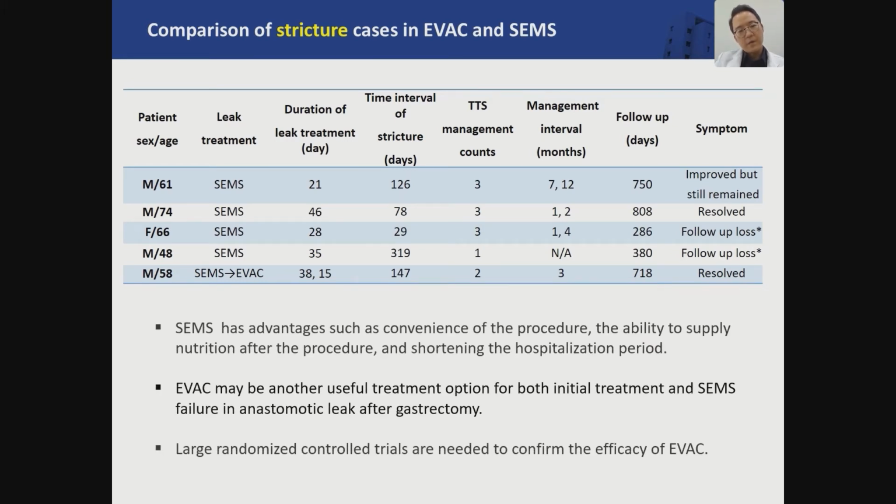So this study can reach a conclusion that stents have advantages such as convenience of the procedure, the ability to supply nutrition after the procedure, and shortening the hospitalization period. And evac may be another useful treatment option for both initial treatment or after stent failure in anastomotic leakage after gastrectomy. But large randomized controlled trials are needed to confirm the efficacy of evac.